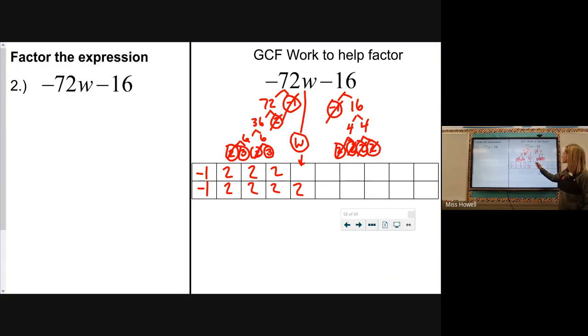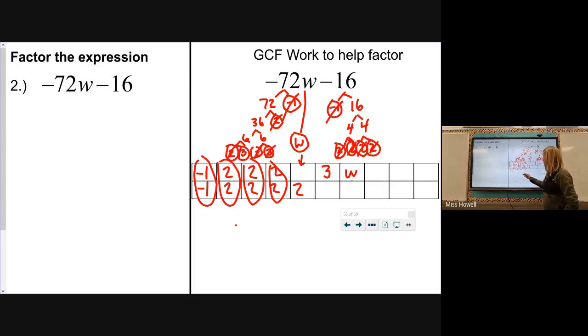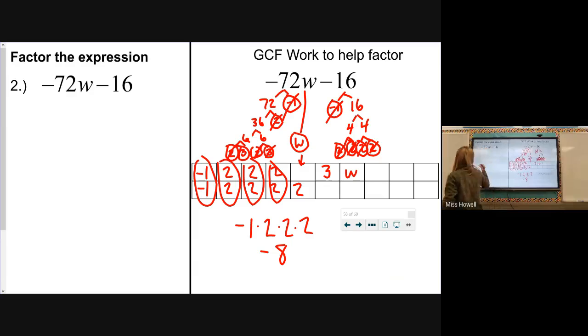Our next number is a 3, and it goes here. It cannot go above the 2, so be careful. That doesn't work. And then a W again in our next open spot. Columns that are completely full are part of our GCF. So 1, 2, 3, 4 things we have to multiply by. -1 times 2 would give us a -2. -2 times 2 would give us a -4. -4 times 2 would give us a -8. So our greatest common factor we're pulling out here is a -8.